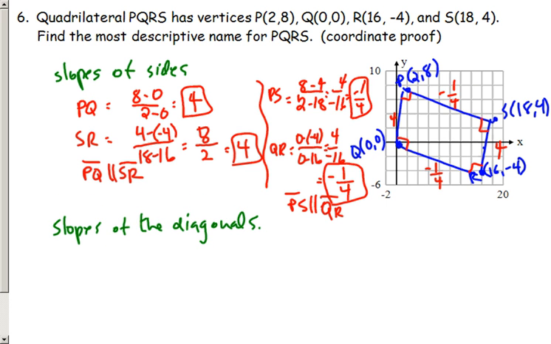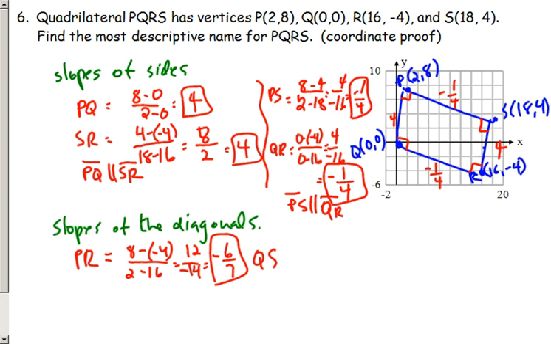So next I'm going to look for the slopes of the diagonals. So I have two diagonals, PR and QS. If these diagonals have opposite reciprocal slopes, you know they're perpendicular. So basically what I have at this point is that it's a rectangle. I'm going to check the diagonals to see if it's something more. Okay? So PR has a slope of 8 minus negative 4 over 2 minus 16. So this is negative 6/7. So if QS has a slope of positive 7/6, I'm in business. I know that that's going to then be a square.